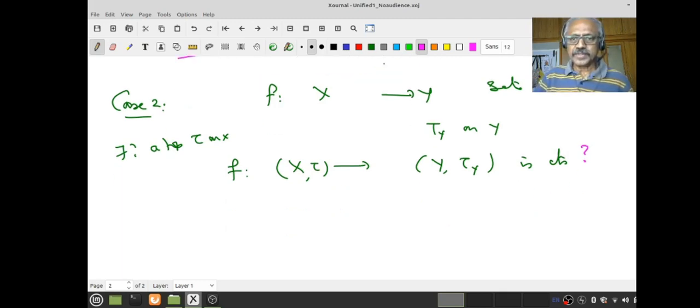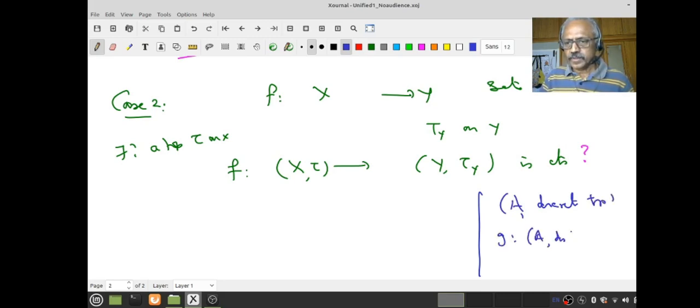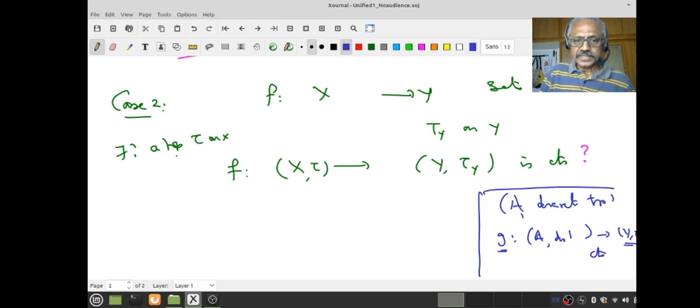Alright, again let me have a break. We have seen that if A has a discrete topology, then give me any function g from A discrete to any (Y, tau_Y), this will always be continuous. No matter what Y and what topology tau_Y on Y and what function you take from A to Y, this will automatically be continuous. That means if I take the discrete topology here, take tau equal to the discrete topology.